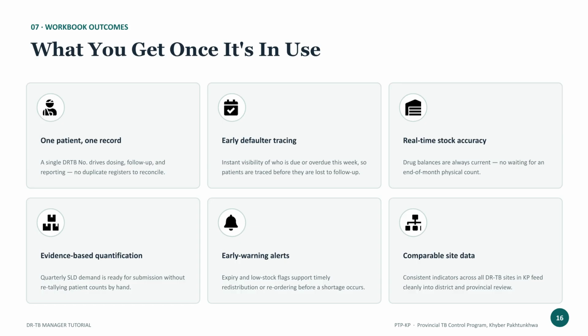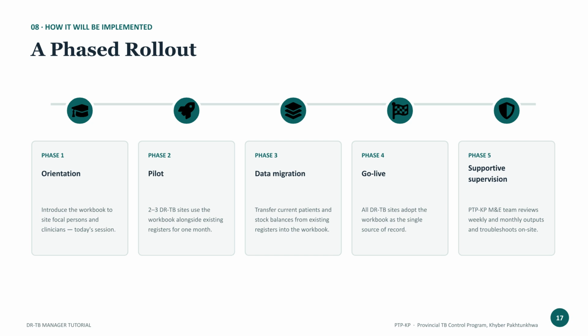Using this system provides immediate benefits: a unified patient record, proactive defaulter tracing, real-time stock visibility, evidence-based quantification for orders, early warning alerts for expiring stock, and consistent data for provincial reviews. The transition to the Dr. TB Manager follows a 5-phase rollout: initial orientation, a 1-month pilot phase, migration of current patient and stock data, the formal go live, and ongoing supportive supervision by the M&E team.